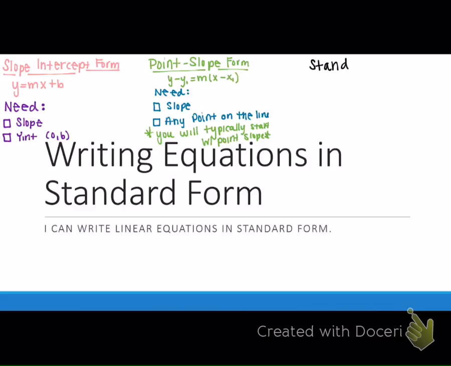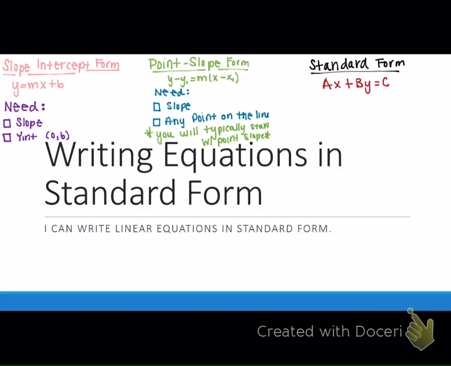And then today you're going to learn about standard form. The thing about standard form is you can't see a slope, you can't see the y-intercept, you can't see a point. So, again, standard form is better for context reasons than anything, but to write an equation in this form, you're not going to be given a slope or something like that.